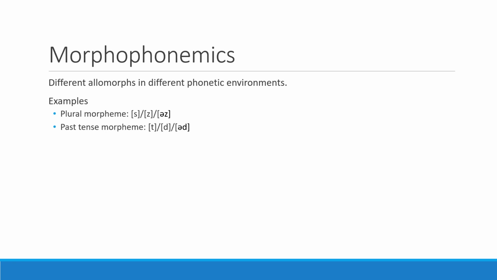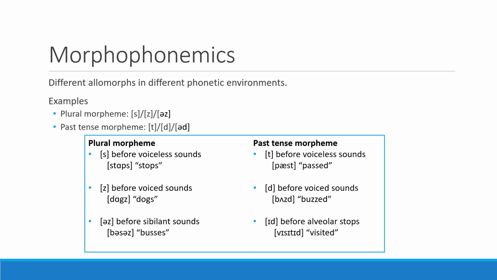An example is the plural morpheme of s, z, and uz, and the past tense morpheme of t, d, and ud, or id, depending on how you pronounce it. The plural morpheme, these actually should say after, not before, but the plural morpheme s is after voiceless sounds, like in stops. And the z is after voiced sounds, like in dogs, and the uz is after sibilant sounds, like in buses. Sibilant sounds are like the white noise, s, sh, z, ch, zh type sounds.